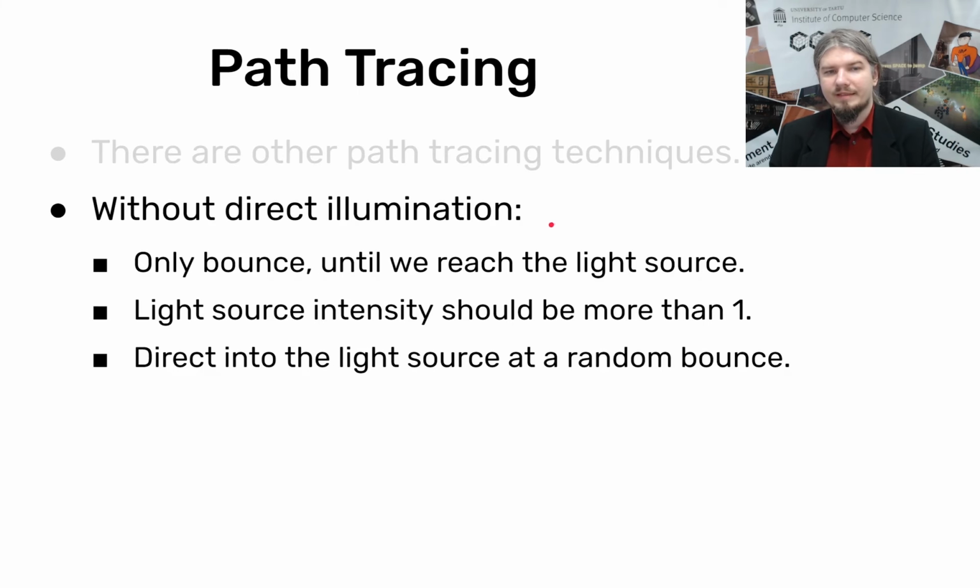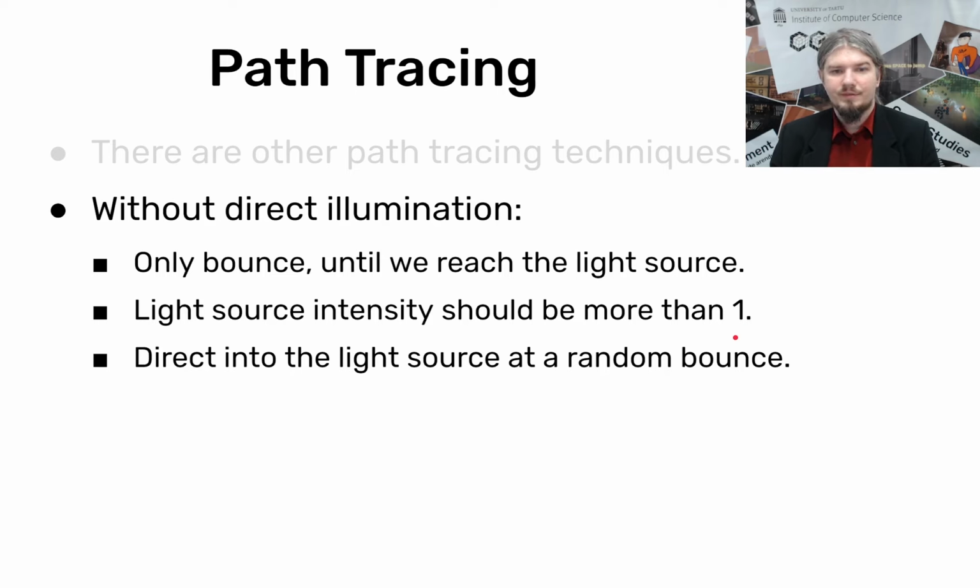We can think of cases without direct illumination. So maybe we only bounce until we reach the light source. In that case, the light source intensity should be more physically based. So right now we can just say that this light source has intensity 1, but what does this 1 really mean? If we are doing real physically based calculations, then this should indicate some physically based luminance value of the light source.